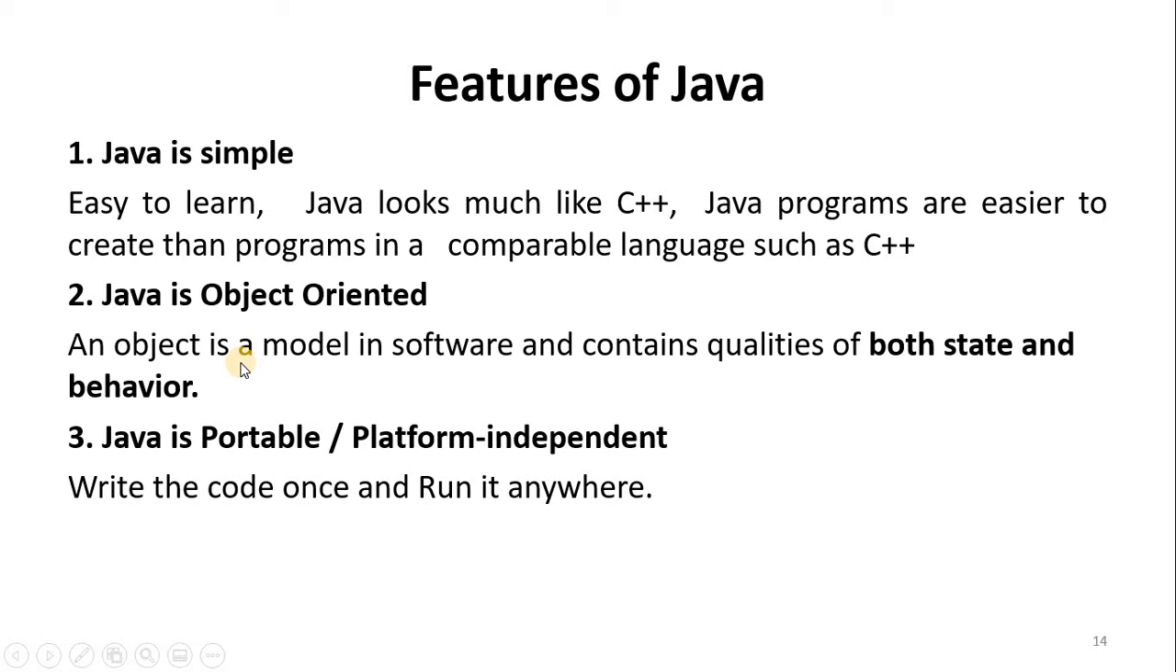So Java is object-oriented. Objects are what we discussed earlier. It's an object model in software that contains both state and behavior, which are already discussed. Java is a programming language which supports object-oriented techniques or methods. Java is portable and platform independent.